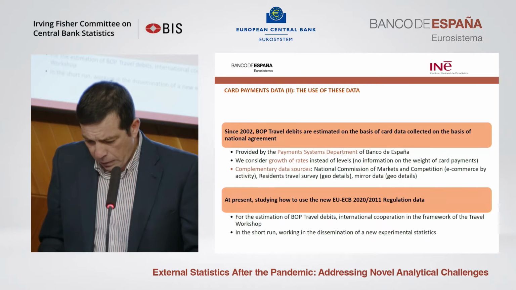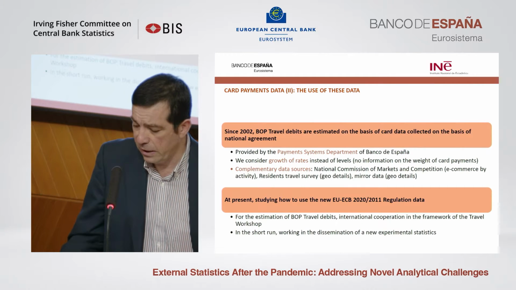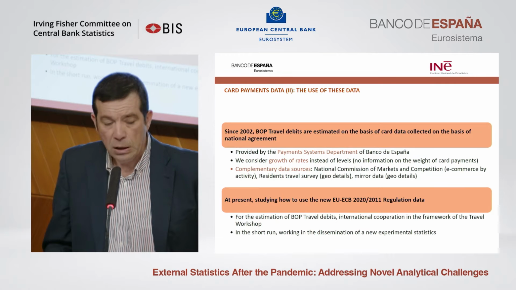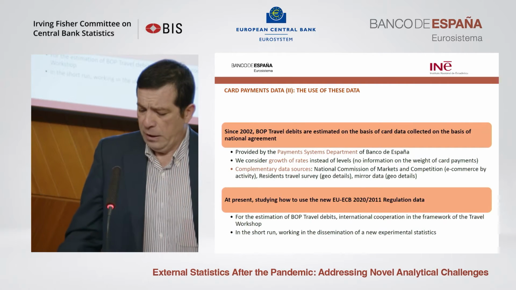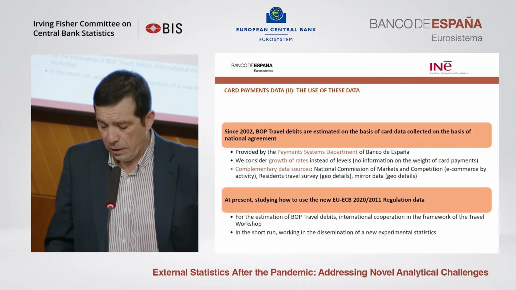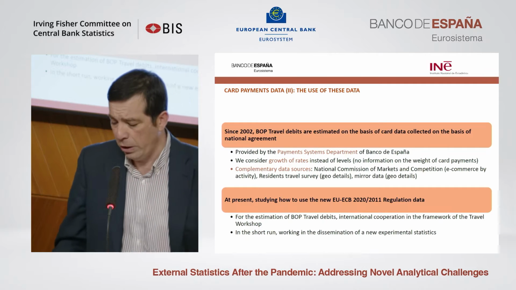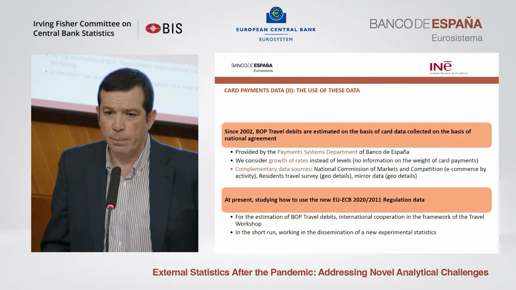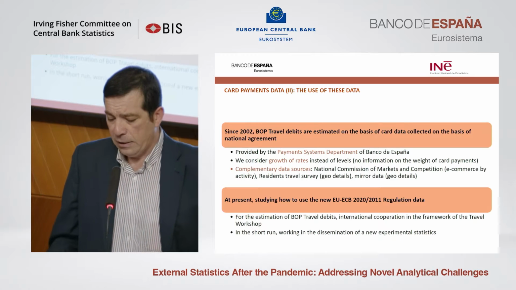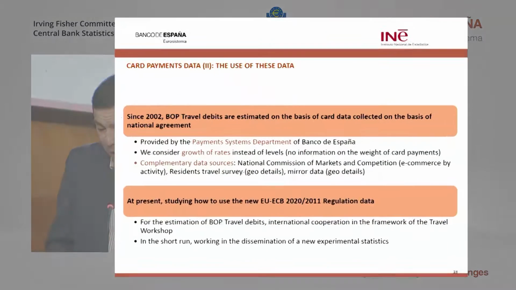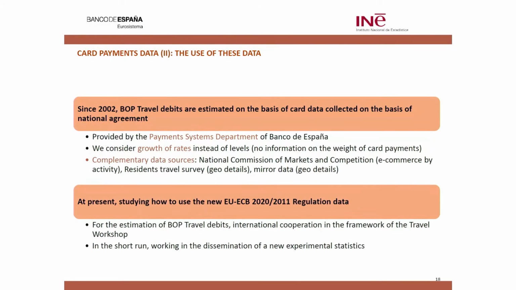Then, regarding the use of this data, the national data has been used since 2002 for the estimation of BOP travel debit. It's provided by the Payment System Department, and the data is introduced in growth rates instead of levels because we don't have exact information on the weight of card payments in total payments. Some complementary data sources are used, for example, for the geographical breakdown, the travel survey elaborated by the NSI, the resident travel survey.